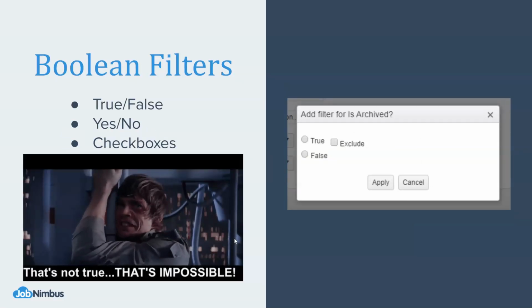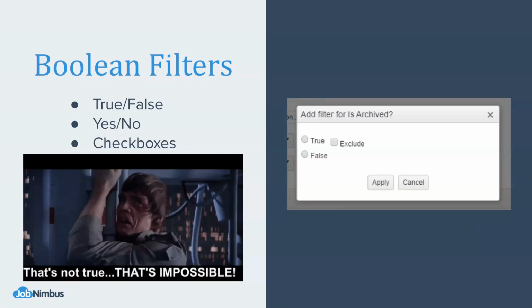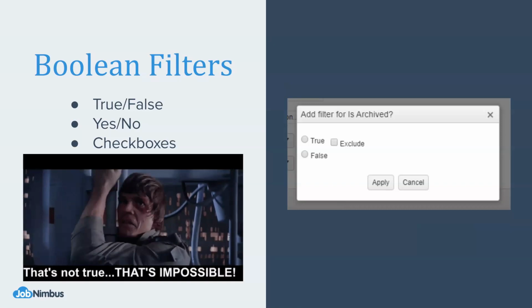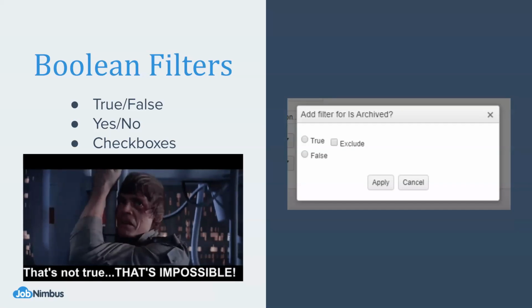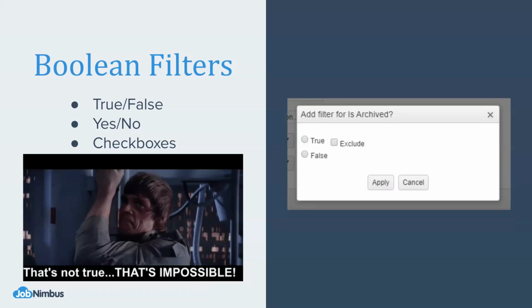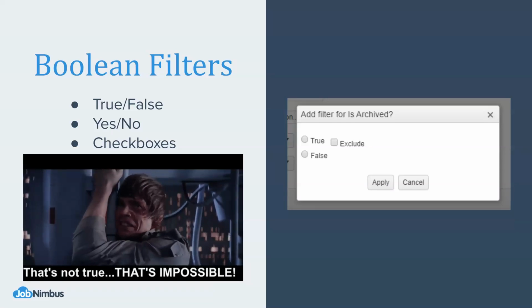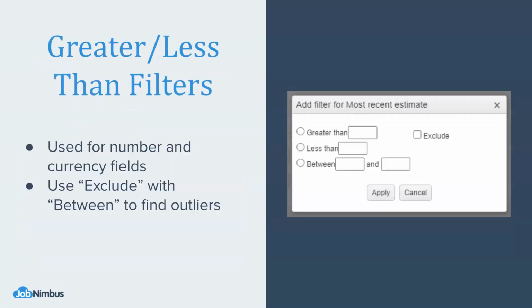Boolean filters are also very simple. Boolean is computer speak for true or false, yes or no, or it might just be the checkboxes that you see. So if you want to see something sold, is something archived, or is something a yes or no that you've added as a custom field, you'll use a Boolean filter. There is an exclude option. All that will do is reverse what you've done. So just choose true or false. You don't need the exclude here.